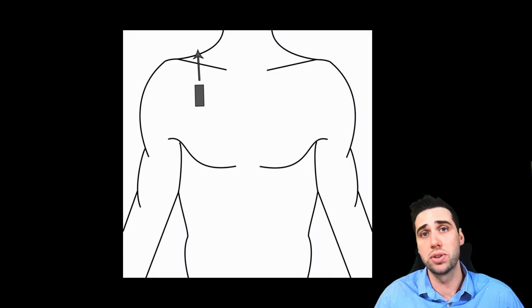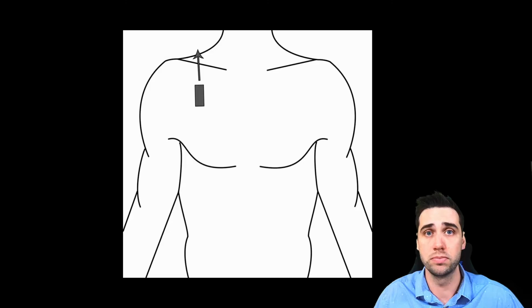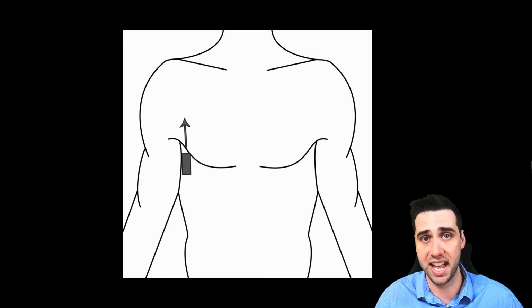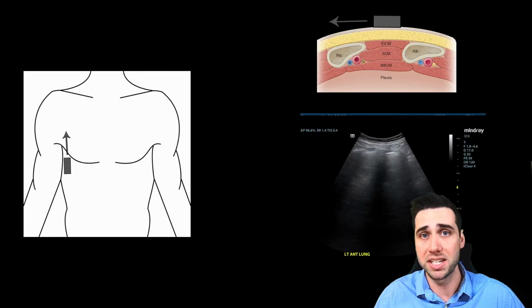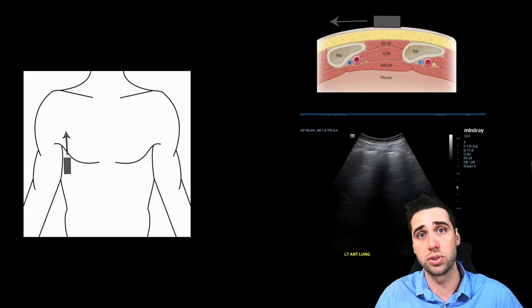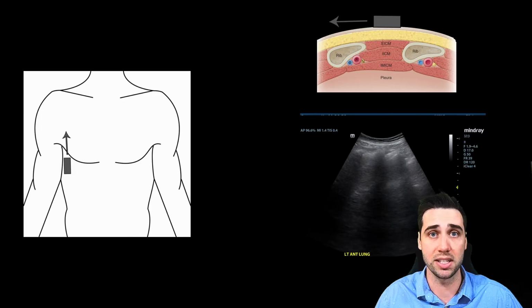So after you do the view just below the clavicle, we're going to slide down here into the patient's axilla. The indicator is still going to be pointed at the patient's head, and we're basically going to see the same thing. Rib shadows with just below it, just a bunch of A lines.